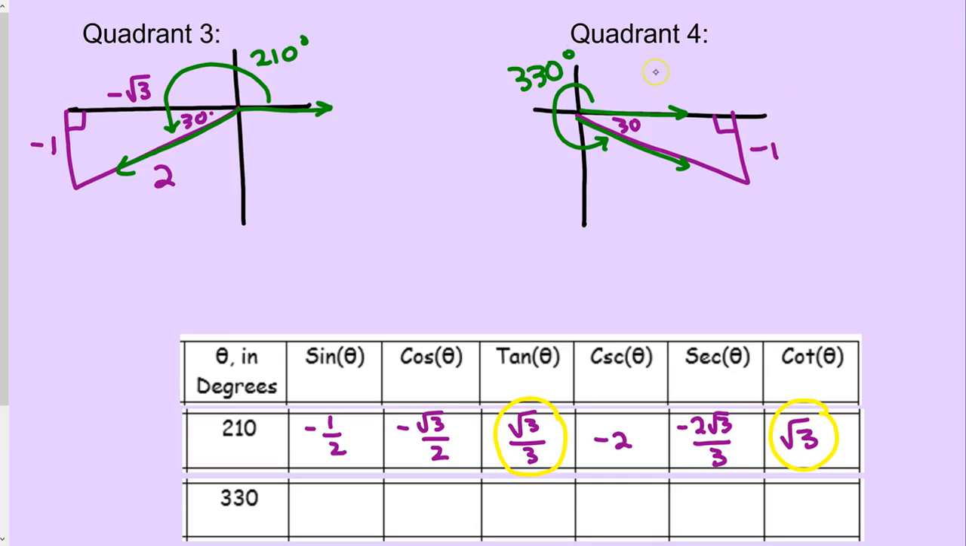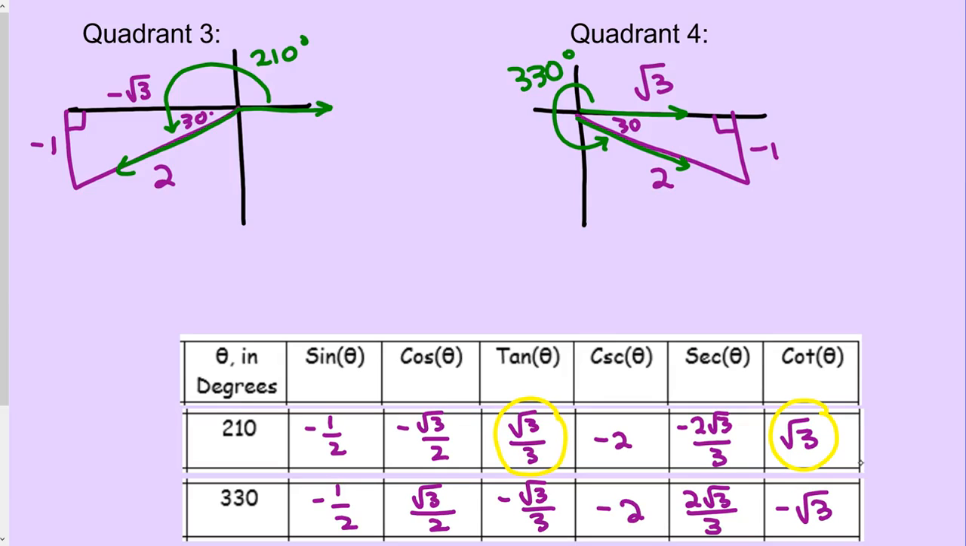So let's put our numbers, negative 1, square root 3, and 2, and the sine will be negative 1/2. The cosine will be positive square root 3 over 2. The tangent will be negative square root 3 over 3. The cosecant will be negative 2. The secant will be positive 2 square root 3 over 3. And the cotangent will be negative square root 3. So cosine is positive in quadrant 4, and so is its reciprocal, and everything else is negative.